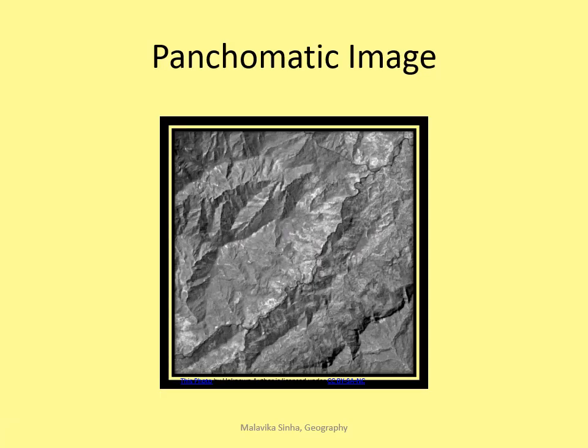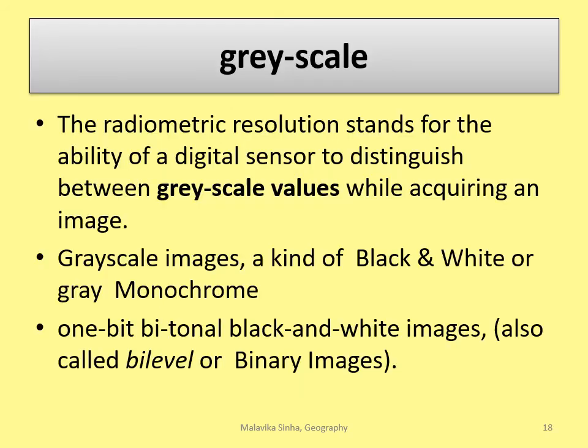Okay, this is a panchromatic image, and the radiometric resolution is 8 bit, so we can easily identify the ranges of mountains. Now come to the point of grayscale. What is grayscale? We learn everything from nature. Day and night is a very good example of grayscale. Grayscale depends on the intensity of light, rather the intensity of EMR, the intensity of brightness. It depends on the brightness.